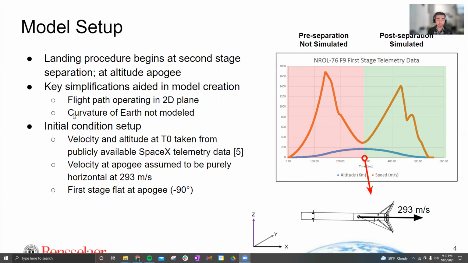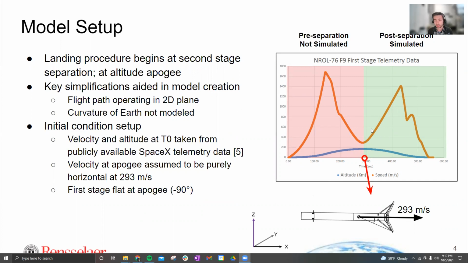I'm also not modeling the curvature of the Earth's surface, and that is justified by the fact that the first stage is never actually at orbital velocity. It's a little under 50% of orbital velocity, so I can make that justification. Moving on to initial conditions. In the plot over here on the right side of the slide, we have actual real life SpaceX telemetry data publicly gathered from their webcasts. In the orange curve you have the velocity, and in blue you have the altitude.